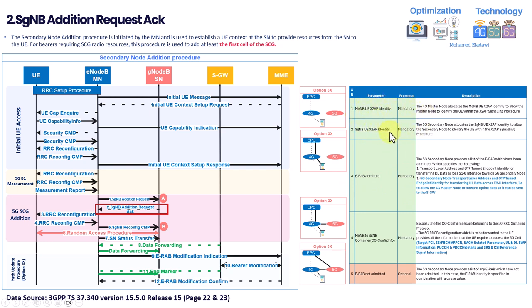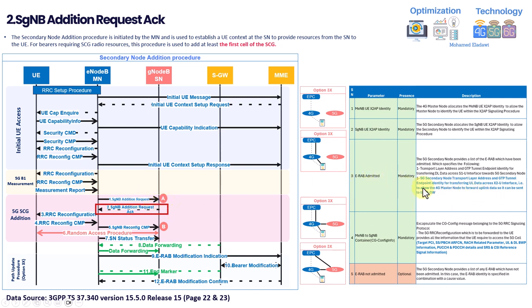So this is just an ID which is shared for the master eNB and gNB to identify the user on the X2 interface. For example, here this is E-RAB admitted. The gNB is telling the eNB which kind of E-RABs it is admitting: you shared them with me, I'm admitting them.